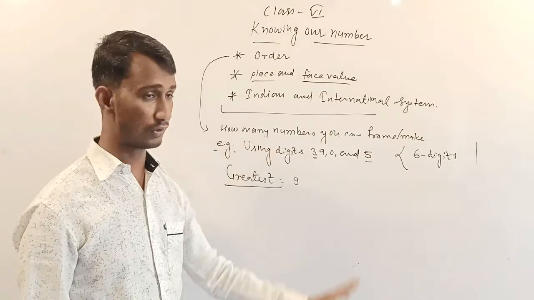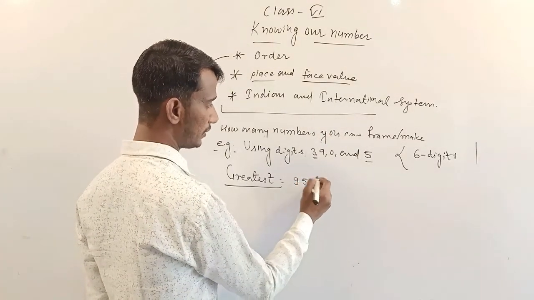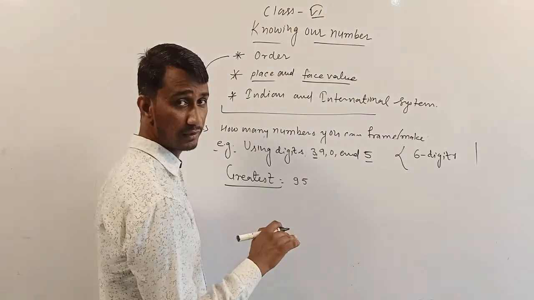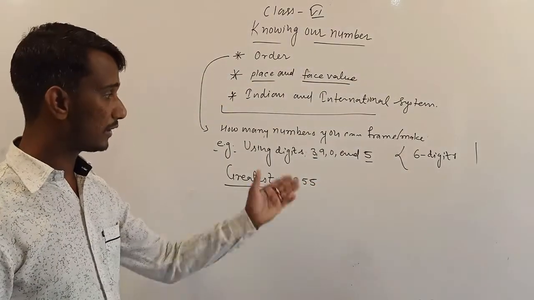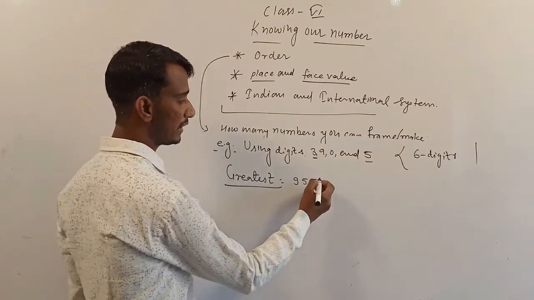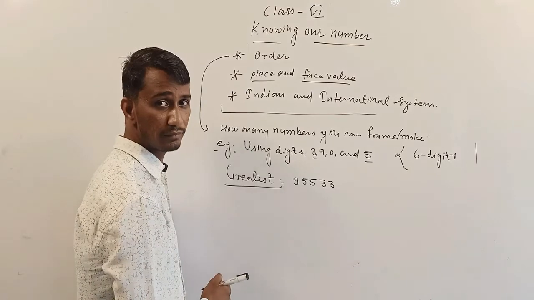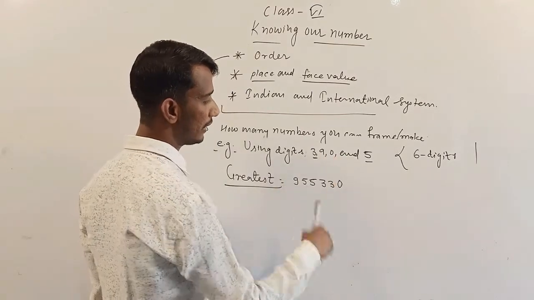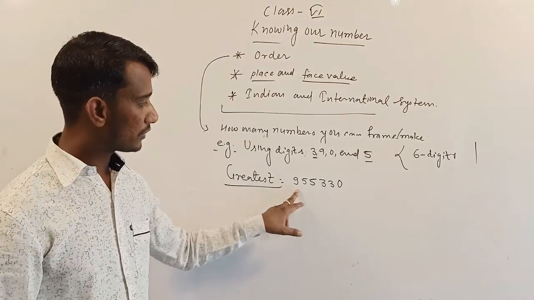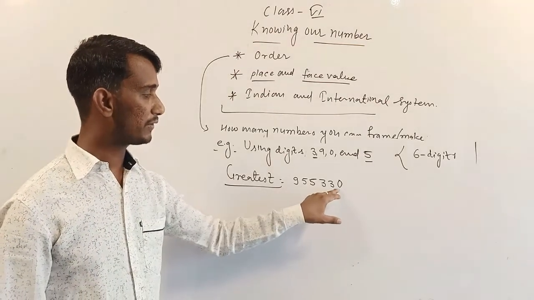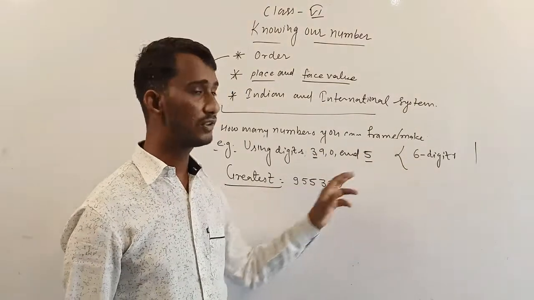After that use the smaller digits. The next smaller digit is 5, and 5 is repeated 2 times, which is allowed. So we write 5 2 times. After that we check the next smaller digit, that is 3. We write 3 2 times because this is also allowed 2 times. And next we write 0, the smallest digit. Okay, check again: 1 2 3 4 5 6. There are 6 digits.